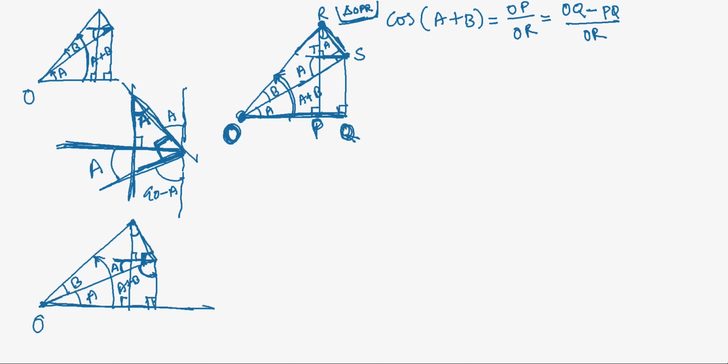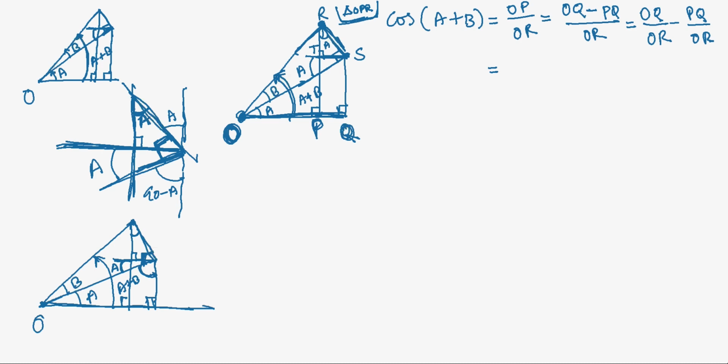So now the OQ can be written as OQ by OR minus PQ by OR. So now we can write this. Look at the OQ. There is a divided by OR.